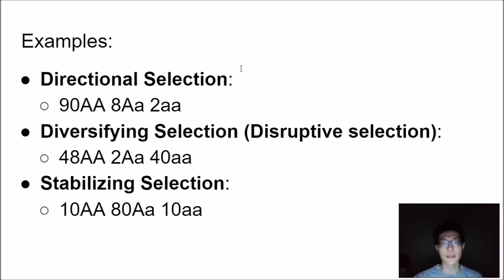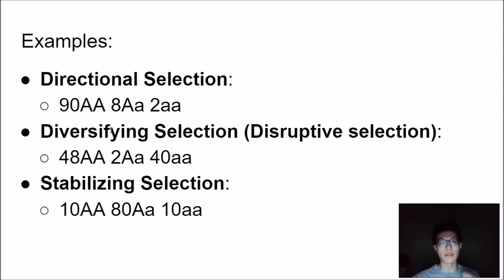So if you look at a situation with given numbers, you can actually tell which type of selection it is, and this is something that's often important for the exam. So if you look at this particular population over here, you have 90 individuals, let's say over time, that become big A, 8 individuals that are big A, little a, and 2 individuals that are little a. You can see that one direction of the extreme is selected for, whereas the other ones aren't really selected for at all. So one extreme over here ends up in a directional selection situation.